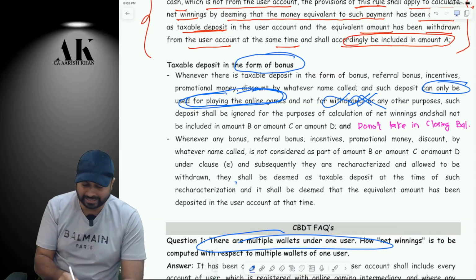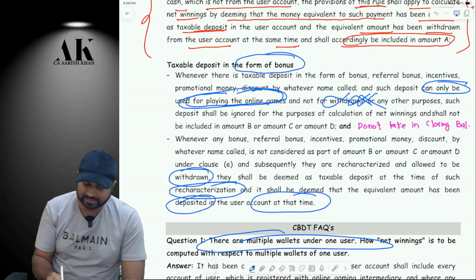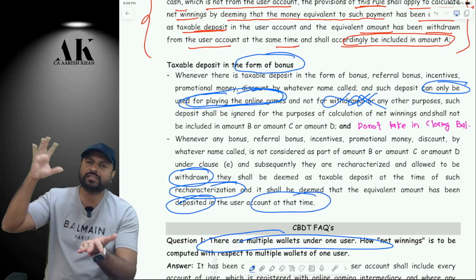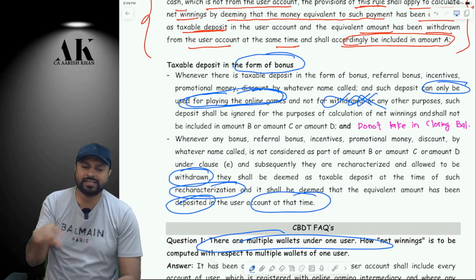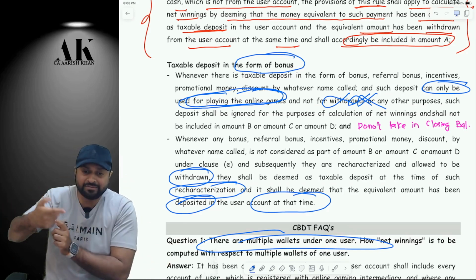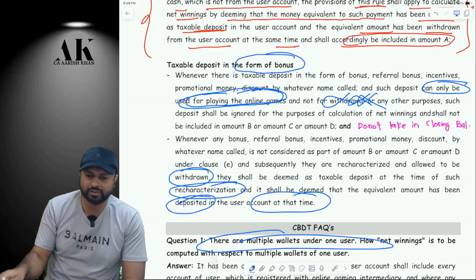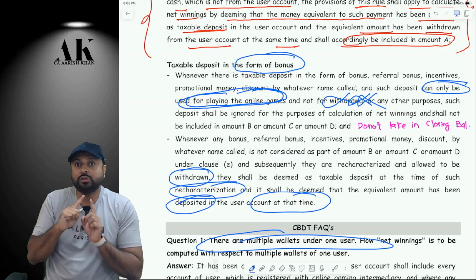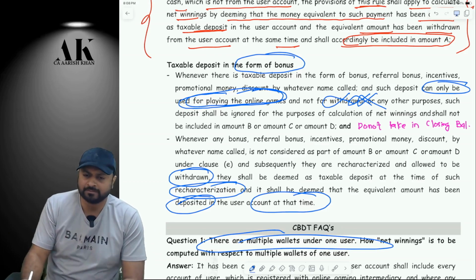But if you recharacterize that later on as withdrawable, then it will be subject to tax. Are you clear? So they gave you 1000 rupees. Today they are saying you cannot withdraw, you can only play. But after 3 months, they say, acha, you can withdraw also. They can recharacterize the nature of the bonus. Now if you are withdrawing, you have to pay tax on that much amount. So by default, a bonus which is non-withdrawable, used only for playing, is not subject to tax. But if it is withdrawn, then you are subject to pay tax on that.